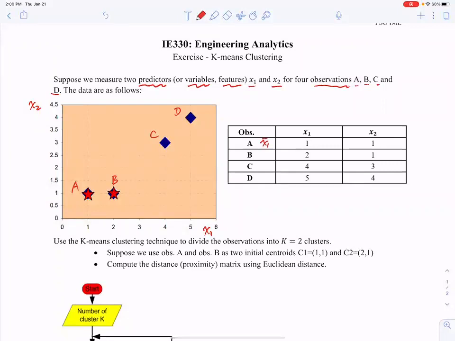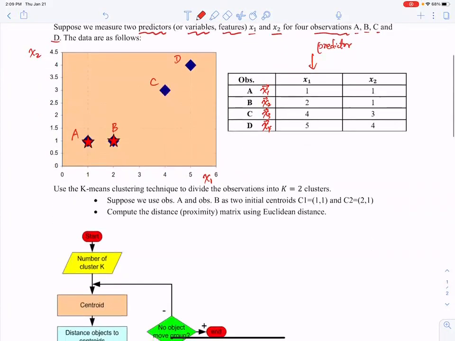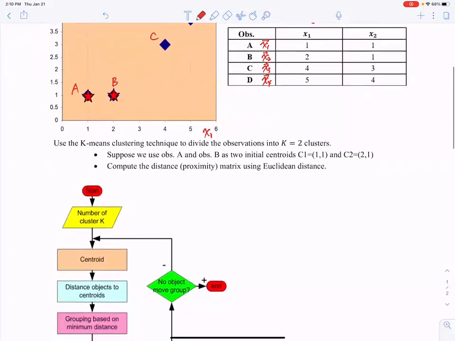Previously, we used x1 for the first observation, then the second, third, and fourth observation. These are the vector form to denote the observation, and on this end, this is the predictor. Now use the K-means clustering technique to divide the observations into two clusters. Suppose we use observations A and B as the two initial centroids. Now compute the distance matrix, using Euclidean distance.